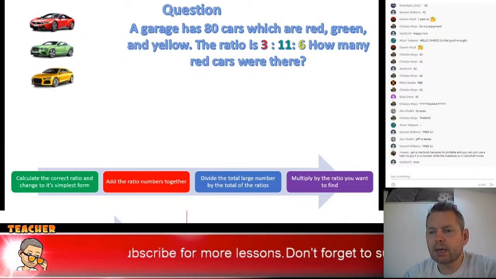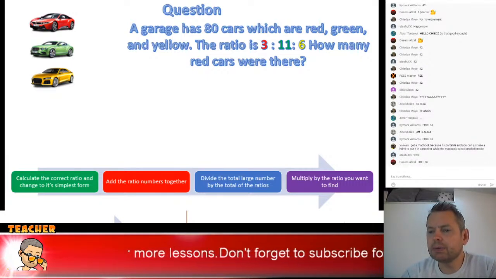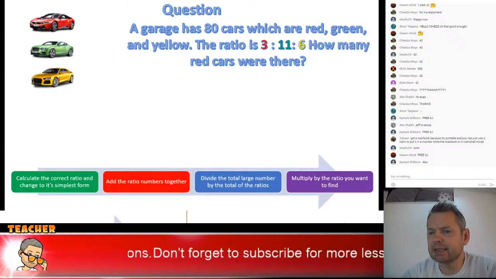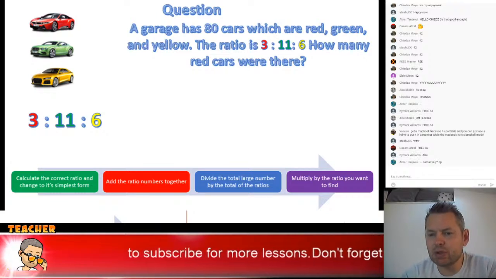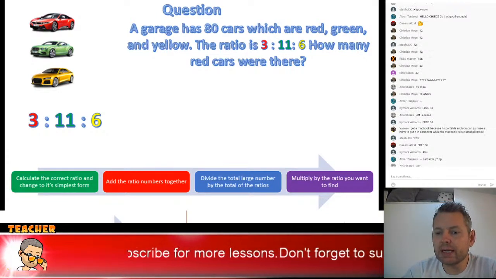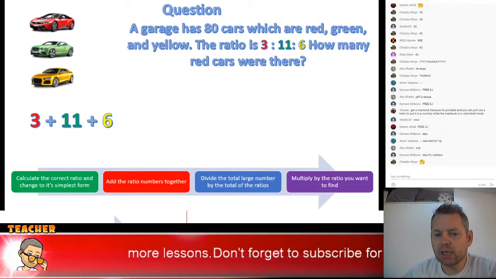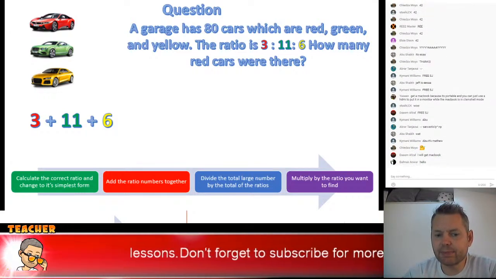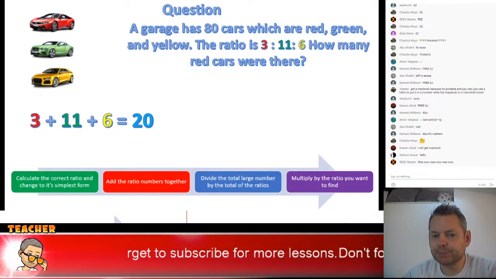Okay. A garage has 80 cars, which are red, green and yellow. The ratio is 3 to 11 to 6. How many red cars were there? Okay. So the first thing we're going to do is the same as usual. We are going to look at adding them all together. So 3 plus 11 plus 6 gives us the answer of 20.